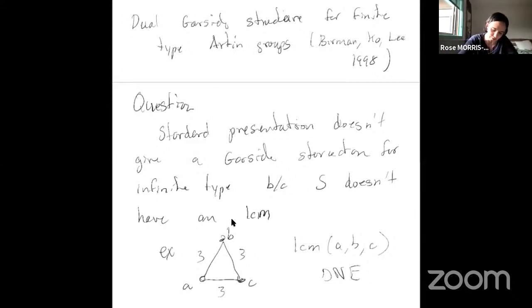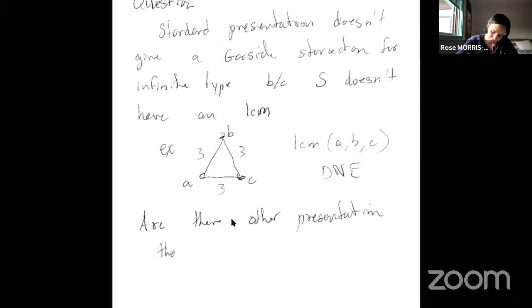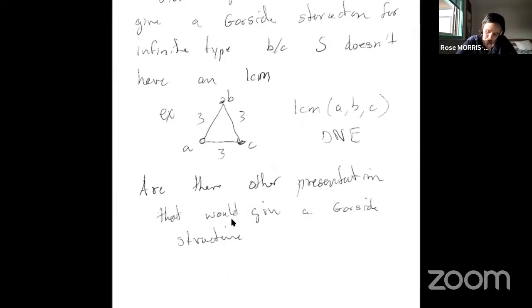And so one question is, are there other presentations that would give you a Garside structure, or even something vaguely similar to a Garside structure? Maybe I'm going to relax some of these requirements. And the only results that I have outside of the finite type are these results by McCammond and Sulway.